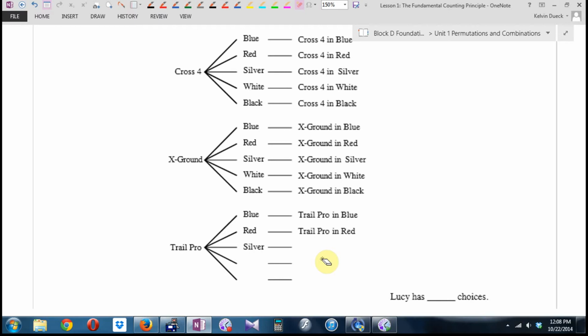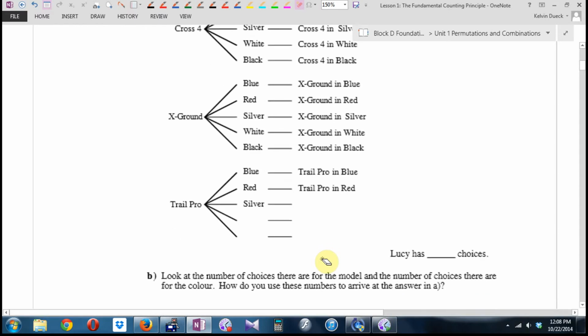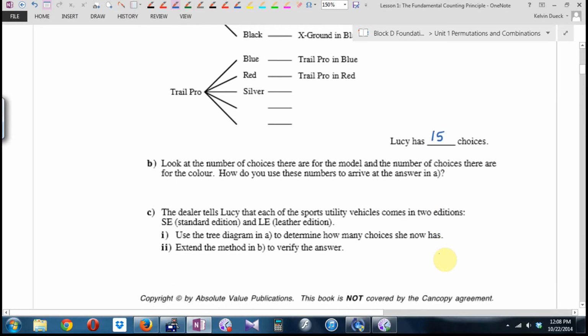The fundamental counting principle says, you know what? If you're making choices at different stages and you want to find out the total number of outcomes, you multiply them. You multiply them. Which may not seem very profound, but it turns out to be hugely profound. So let's fill in the blank. Lucy has 15 choices. B says, look at the number of choices there are for the model and the number of choices there are for the color. 3 times 5.